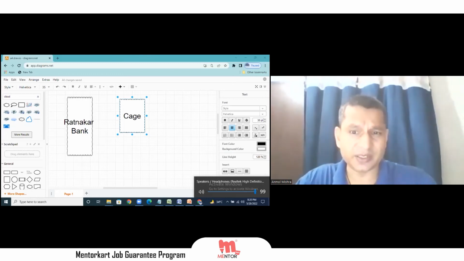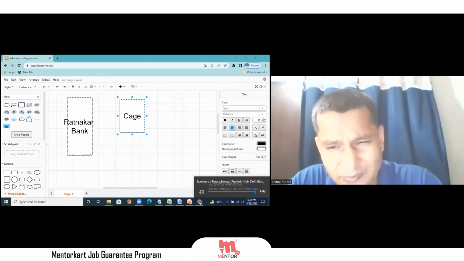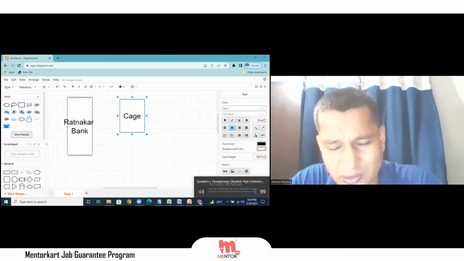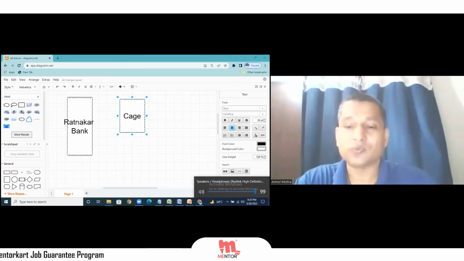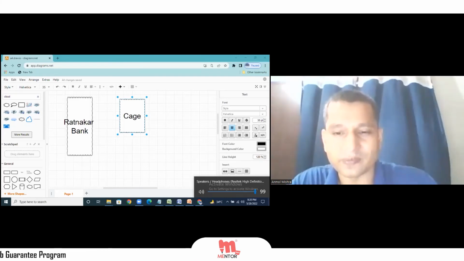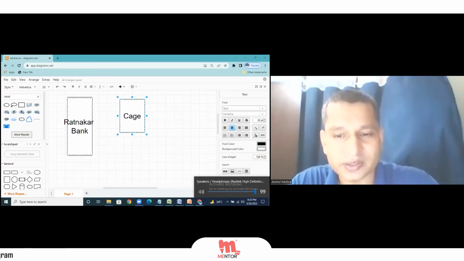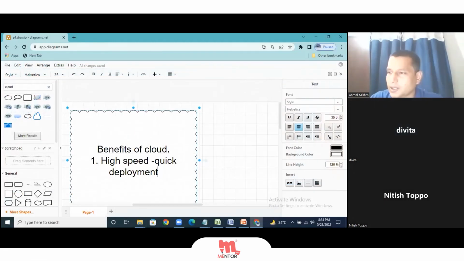Flexible means easy maintenance, low cost efficiency, everything. But what is the meaning of scaling? What is scaling? Is it clear, or any doubts? Please say yes or no.